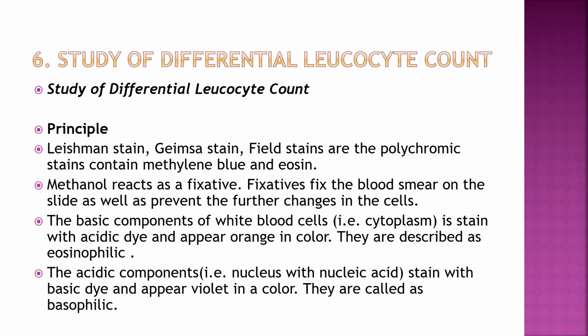For the differential count, we can use Leishman stain, Giemsa stain, or Field's stains. They are all polychromatic stains. Methanol acts as a fixative, which fixes the blood smear and does not change the cells. The acidic component of the cell, that is the cytoplasm, is stained by acidic dye and is seen as eosinophilic. The basic component, that is the nucleus of the cell, is stained with basic dye and appears blue or violet in color, and is called basophilic.